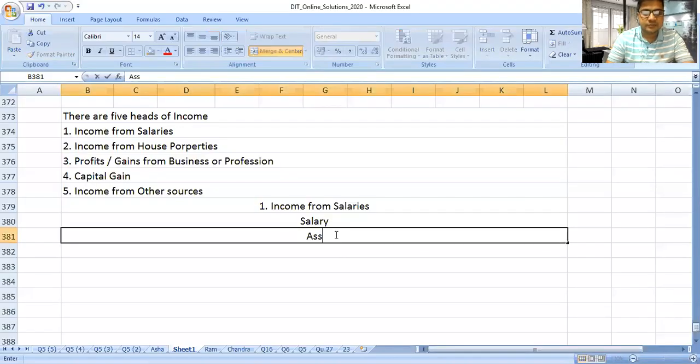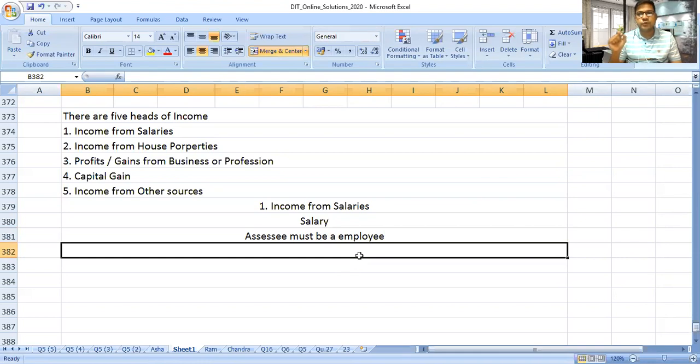Salary requires an employee. If you are doing the job and earning money, then you receive the salary. Unless and until you are doing the job, you will not receive salary. Yes or no? Salary requires an employee. So one thing you have to keep in mind whenever we think about salary, the assessee must be an employee. Now, what do you mean by employee? The person who is doing the job or work for such a particular person.